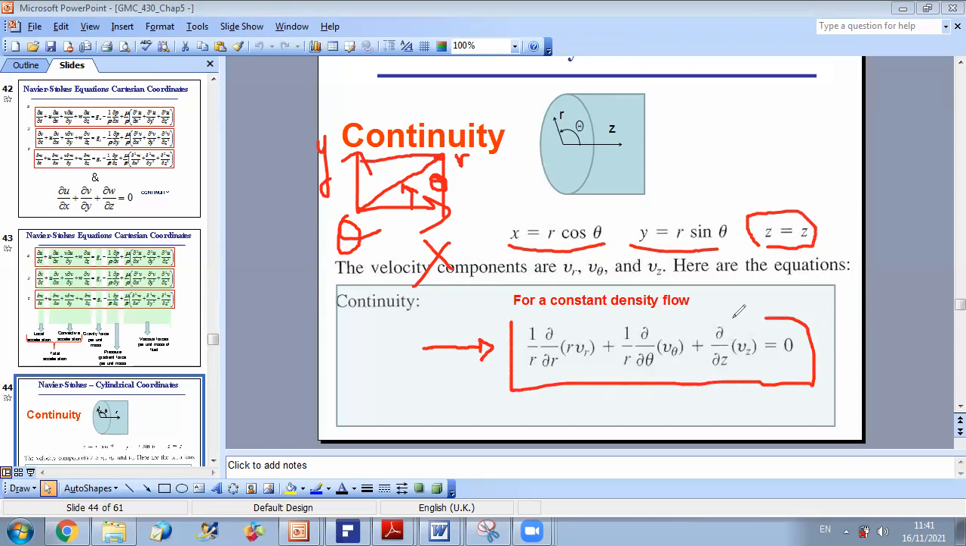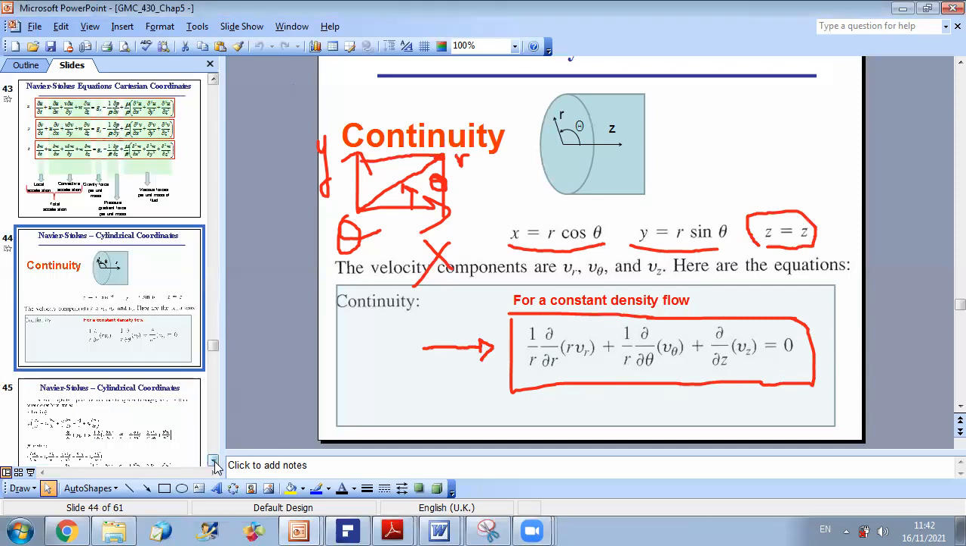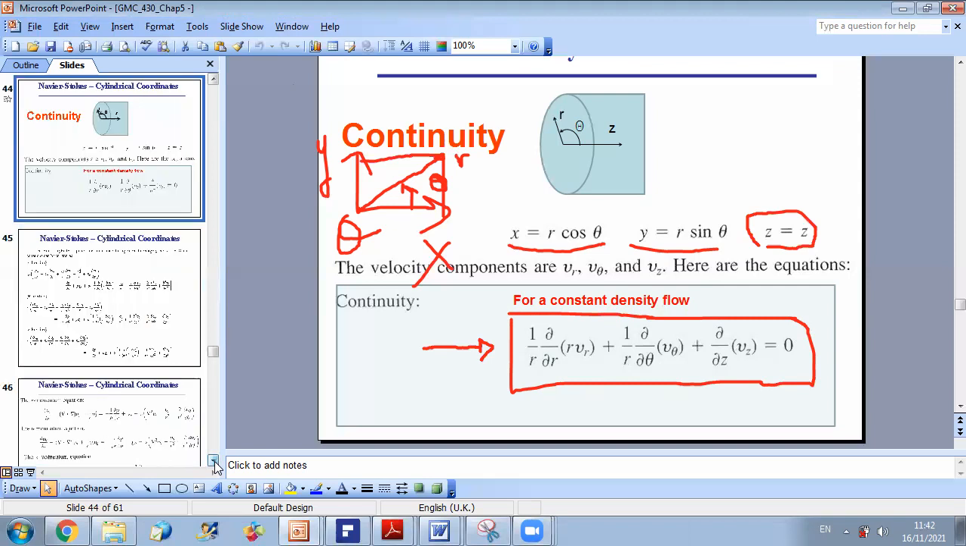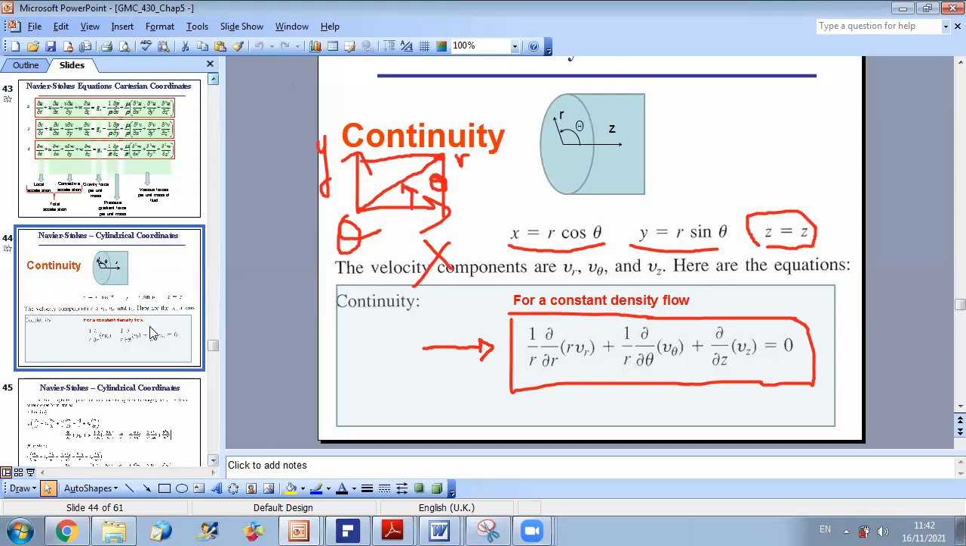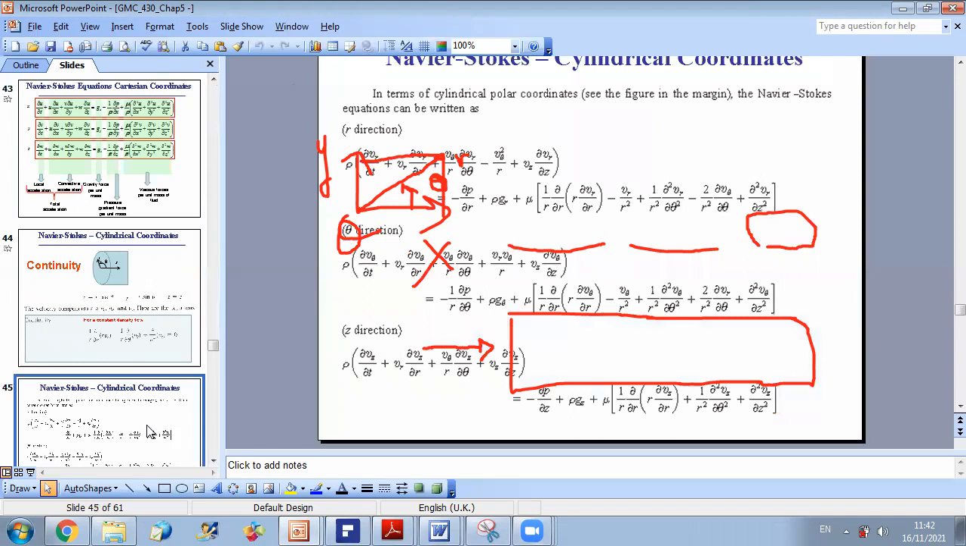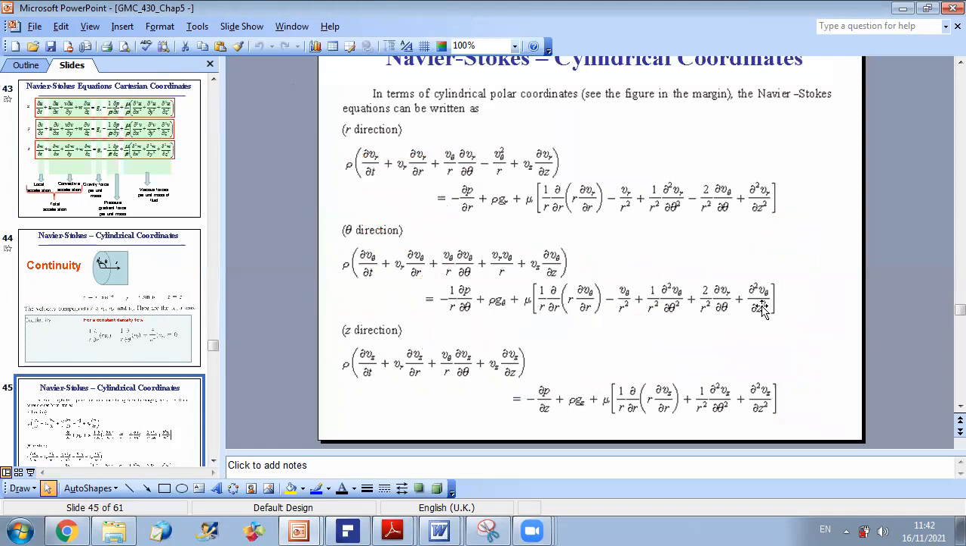So in polar coordinates, the continuity equation is of the following form: 1 over r ∂/∂r (r V_r) plus 1 over r ∂V_θ/∂θ plus ∂V_z/∂z equals 0. So this is the continuity equation in polar coordinates. Now, we can also define the Navier-Stokes relations in cylindrical coordinates. These are the Navier-Stokes relations in cylindrical coordinates.